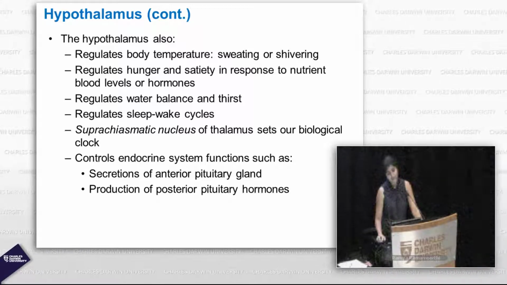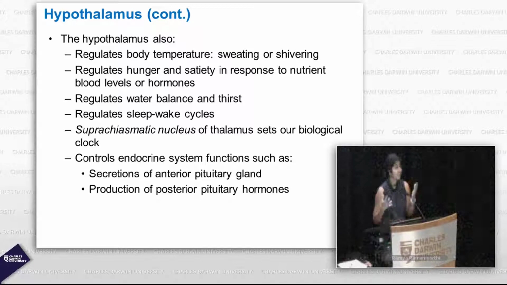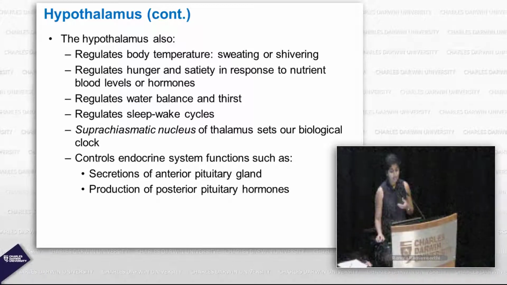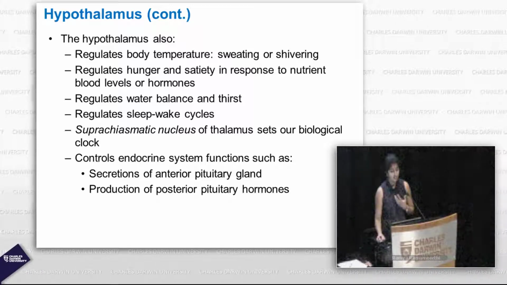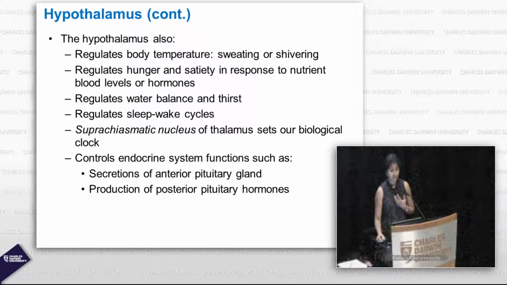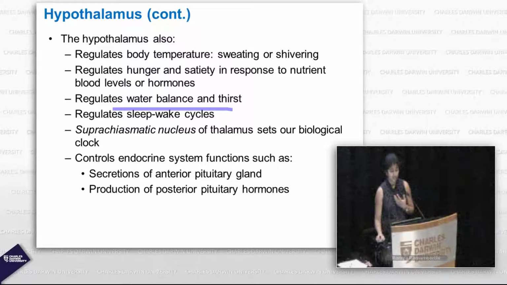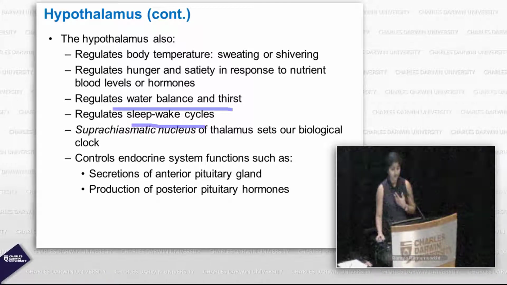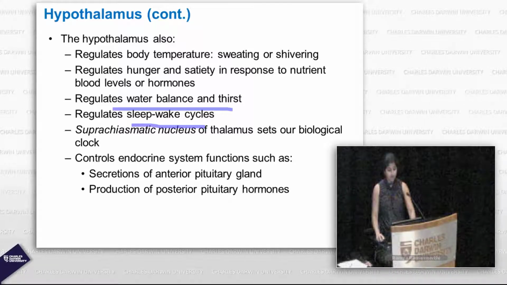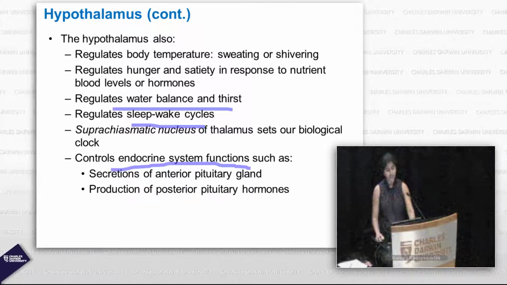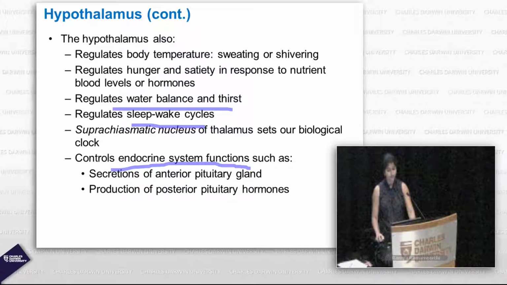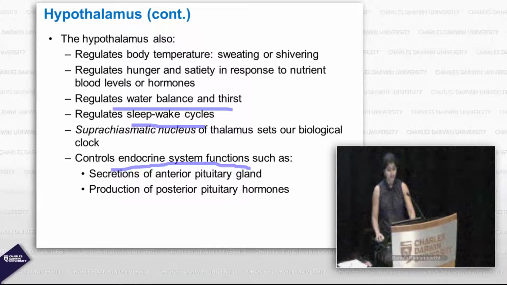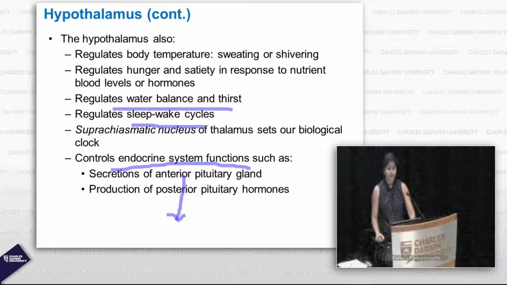Here are more functions to add. The hypothalamus controls your homeostasis. It controls your body temperature, involved with sweating and shivering, and controls your hunger and satiety as well. It regulates water balance and thirst mechanisms through the posterior pituitary hormones, and regulates your sleep-wake cycle. It also has some endocrine system functions. Basically, it controls the production of posterior pituitary hormones and the secretion of your anterior pituitary hormones. There are different hormones secreted from the anterior pituitary.